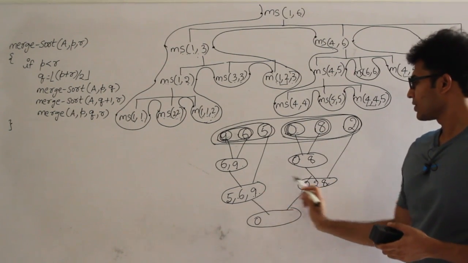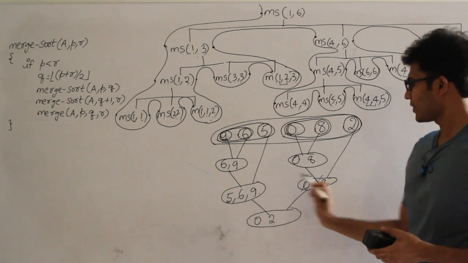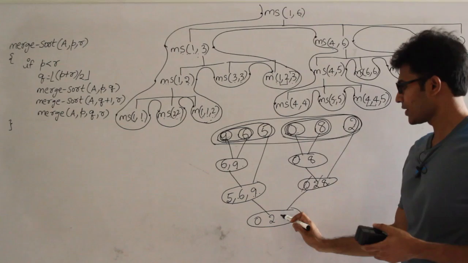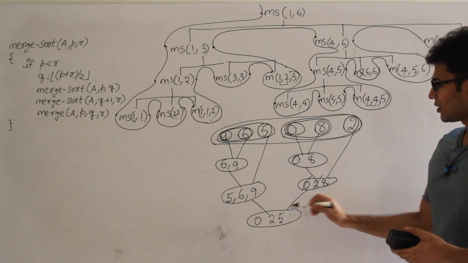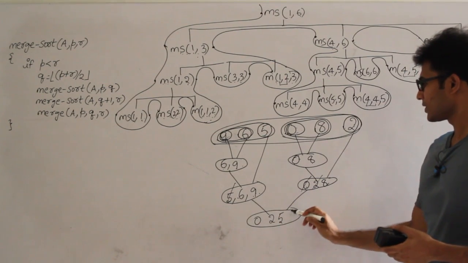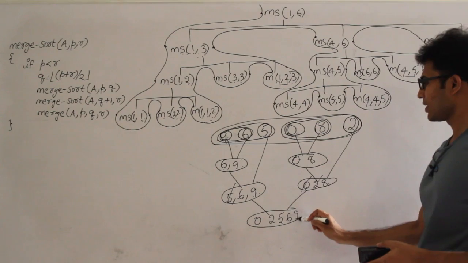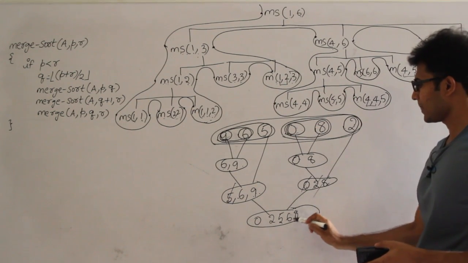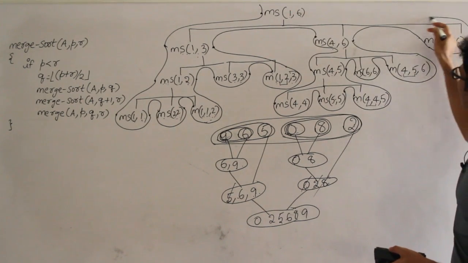And then comparing the first two elements, which one is lesser? 2 will be copied, and then 5 and 8 are compared, which one is lesser? 5, therefore 5 will be copied, and then 6 and 8, 6 will be copied, and then 8 and 9, 8 will be copied, and finally 9, right? So this is going to merge it all.